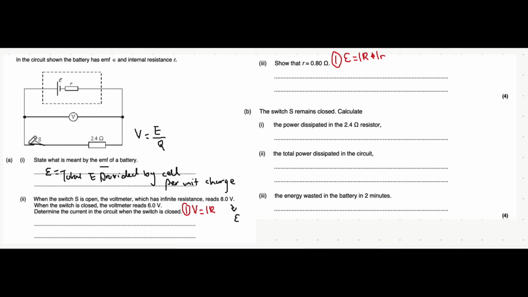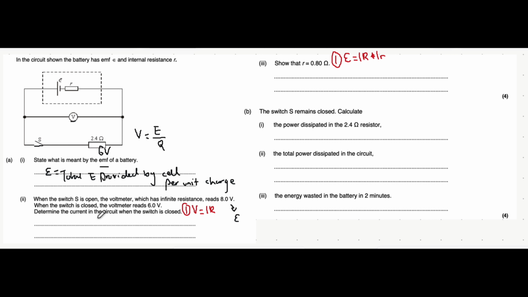When the switch is closed though, it says the voltmeter reads 6 volts. What that means is, because the switch is now closed, the current will flow through this resistor here. So the voltmeter now, instead of reading the voltage across this cell, it now reads the voltage across this resistor. And it's told us that the voltage that flows through this resistor is 6 volts.